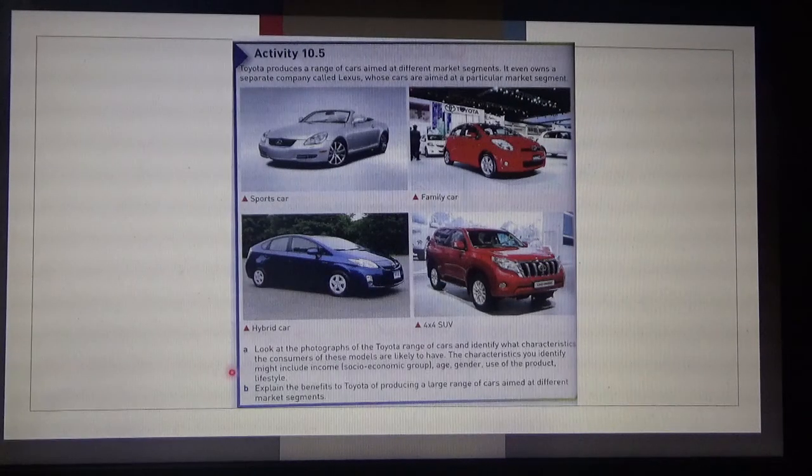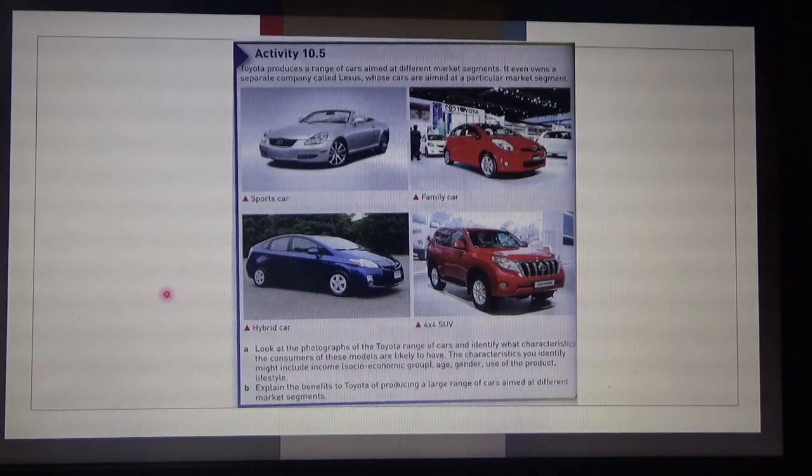Now, first we have to look at the photographs of the Toyota range of cars and identify what characteristics the consumers of these models are likely to have. The characteristics you identify might include income or socio-economic group, age, gender, use of the product, or lifestyle. Now, for letter B, the activity is to explain the benefits to Toyota of producing a large range of cars aimed at different market segments. For letter A, your answers will vary.